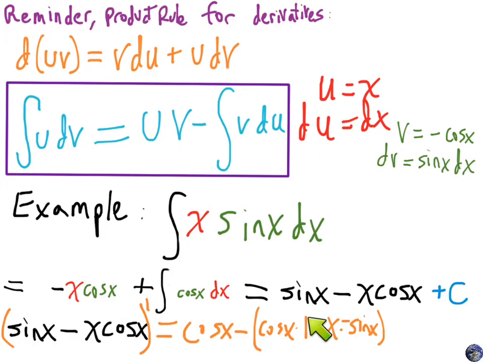I said minus, but I meant plus. Sorry, I was confusing it with the integration by parts. So, just to reiterate, the product rule for derivatives has a plus right there. Okay, if we mentally distribute this minus, a minus cosine x is going to cancel with this cosine x. This minus distributes over here, canceling that minus. So in the end, we just get x sine x. So indeed, when we took the derivative of what we thought the answer was, we did get back to what we started with. So our integration by parts formula served us well.